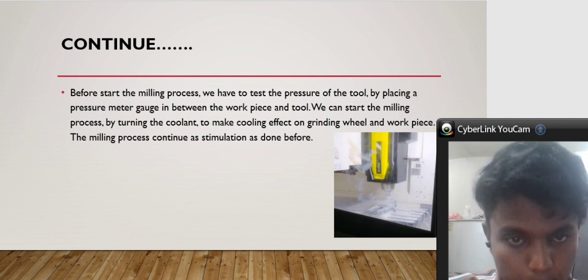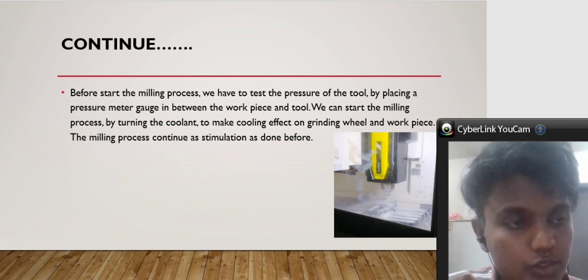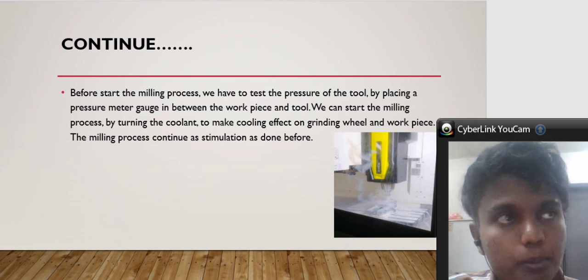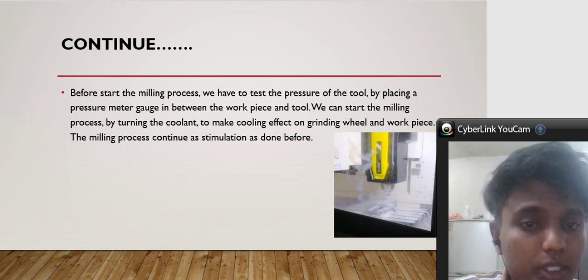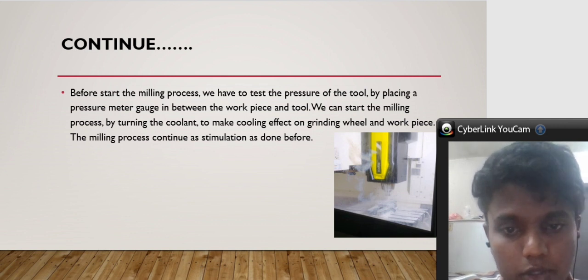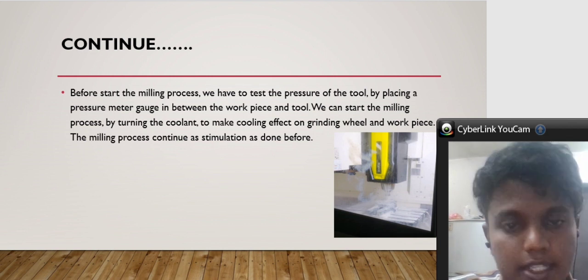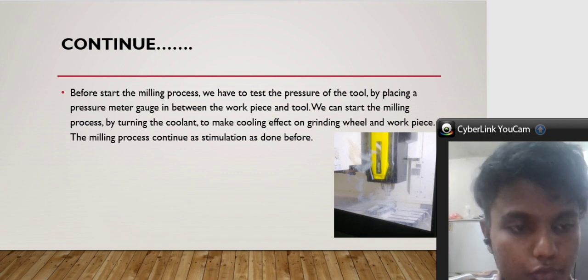Before we start the milling process, we have to test the procedure with the tool, and test the pressure using a meter gauge, so that the drill bit won't break during the milling process between the workpiece and our tool. We can start the milling process by turning on the coolant, whose function is to create a cooling effect on the tool and workpiece. This milling process continues as in the simulation done before.